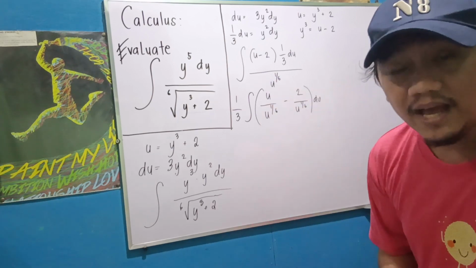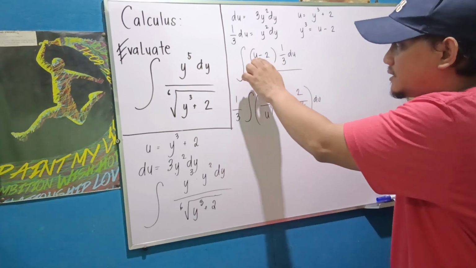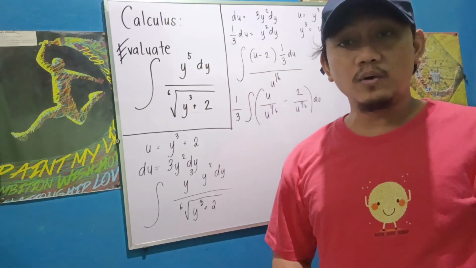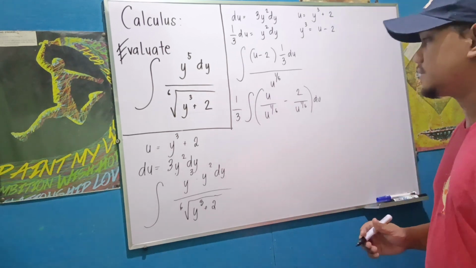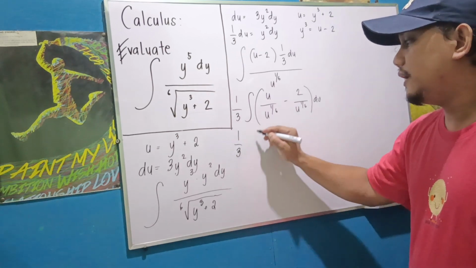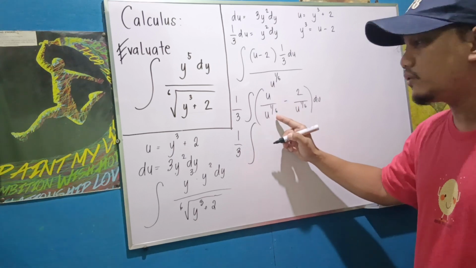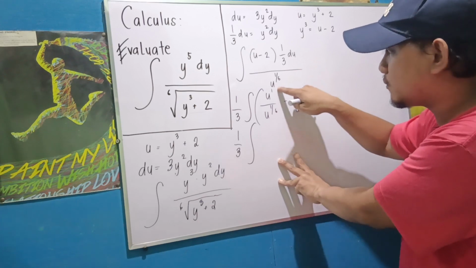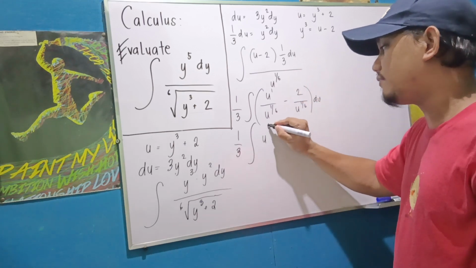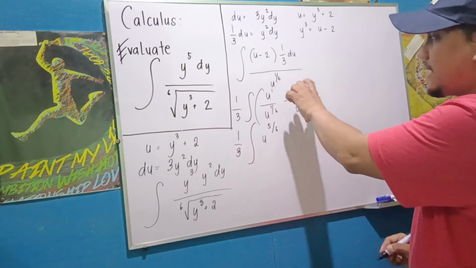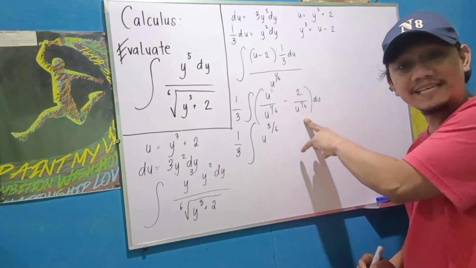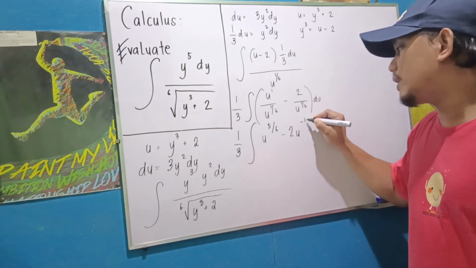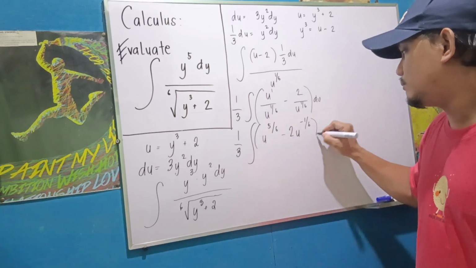Sana nakasunod kayo. Sineparate lang natin, dinivide, and then simplify lang po applying the quotient property of exponents. So we have 1/3. The integral of u divide u raised to 1 over 6. So this is u to the 1. Pag nadi-divide, nagmo-minus tayo ng exponents. 1 minus 1 over 6, that is 5 over 6. For this case, we can express this as a negative exponent. Minus 2 u raised to negative 1 over 6 du.